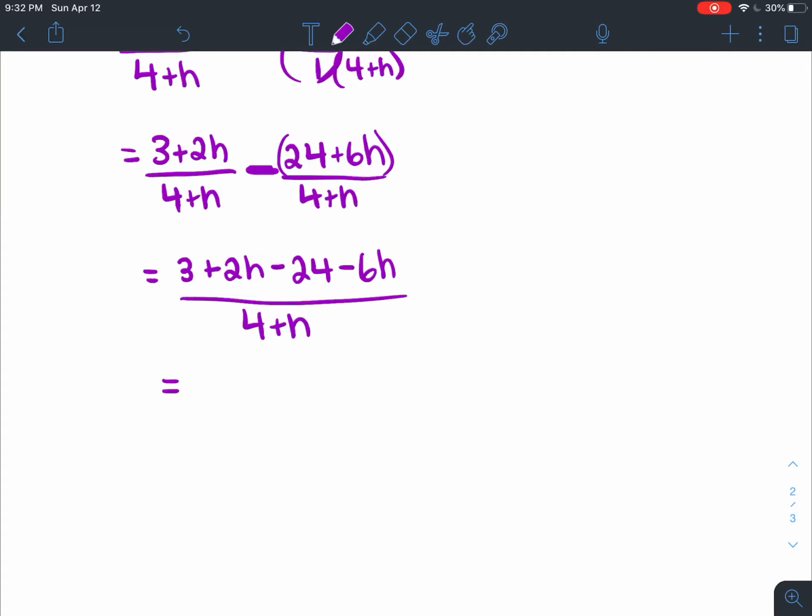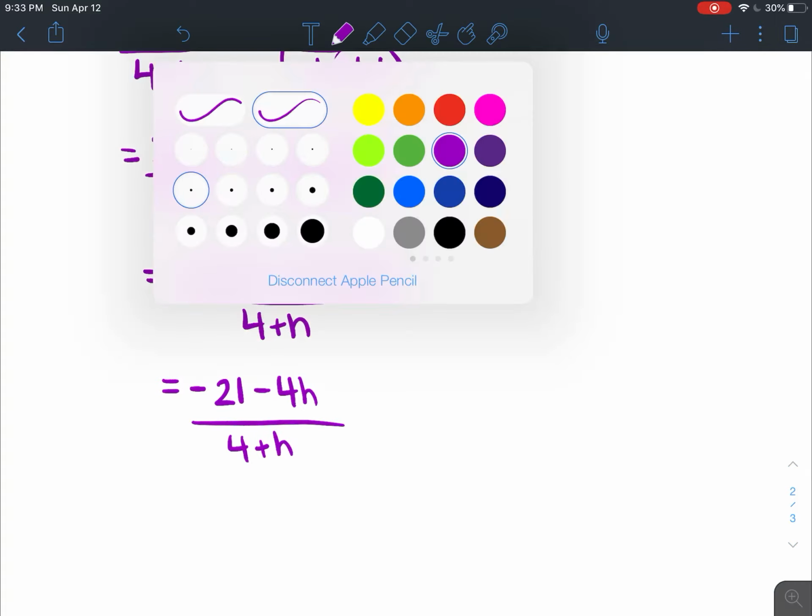Okay, so then if we just keep going, we get 3 minus 24, so negative 21. And then 2h minus 6h, so negative 4h over 4 plus h. And we're just going to stop there.